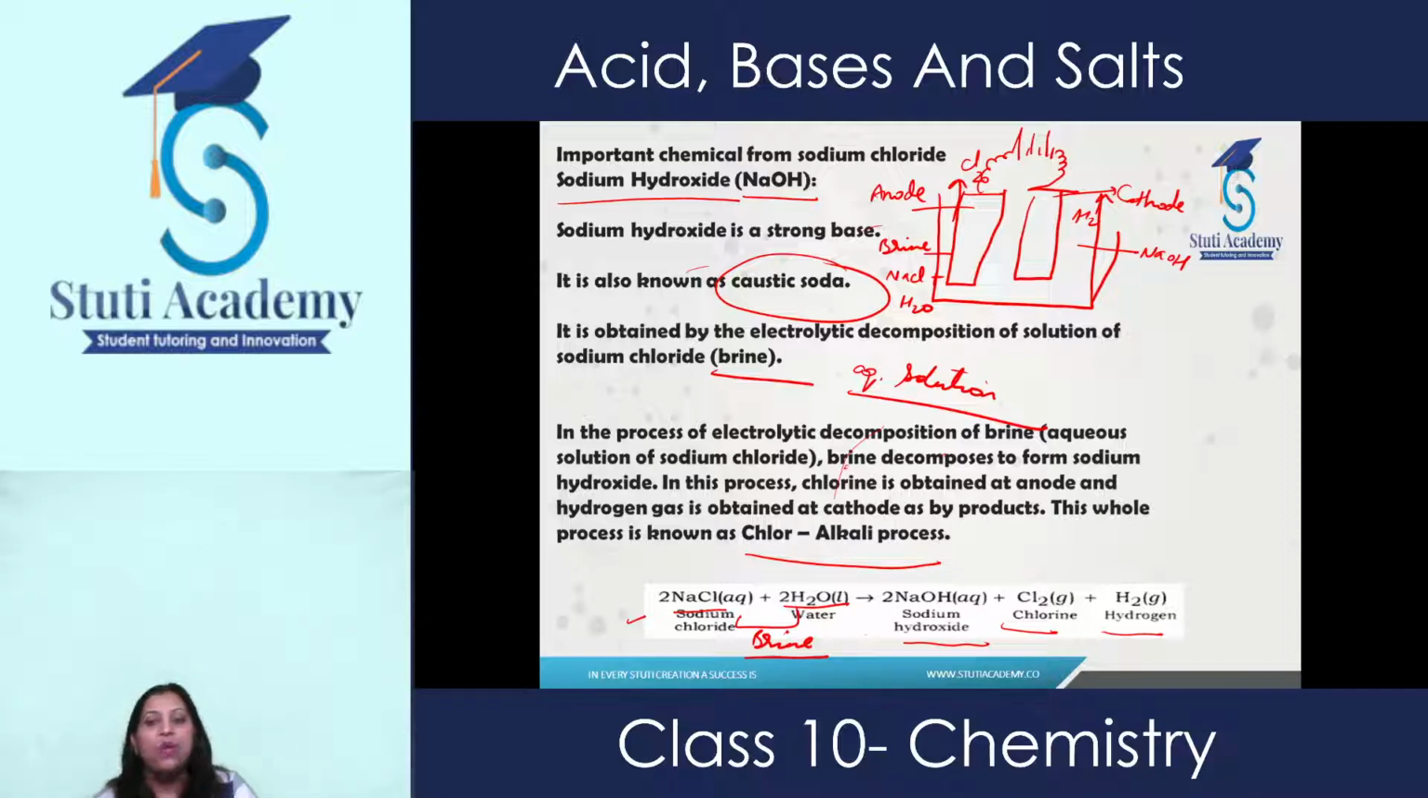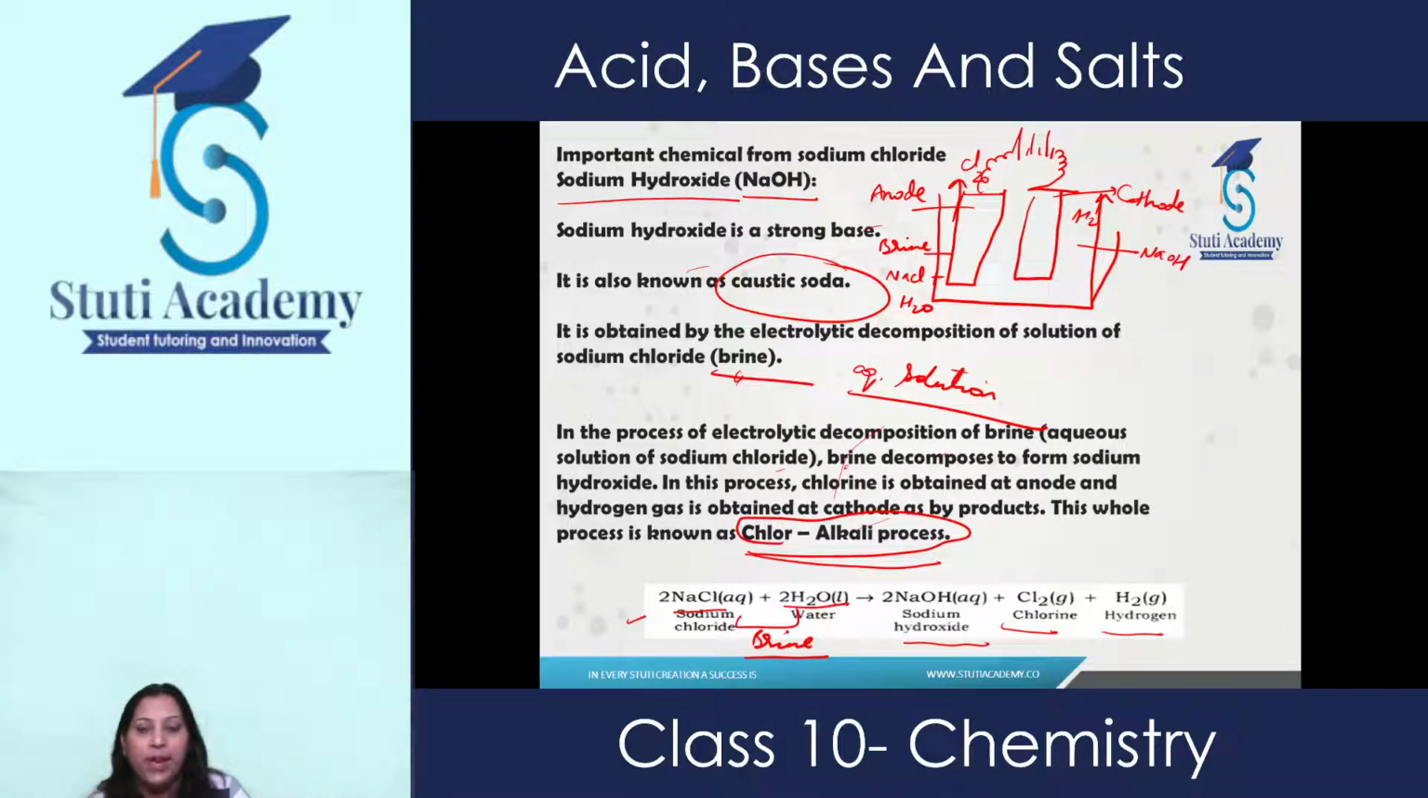So this is how sodium hydroxide is prepared, and many questions can come in the exam on the basis of this topic. Like, which gas is evolved at the anode during the preparation of sodium hydroxide? The answer is chlorine. And which gas is evolved at the cathode during preparation of caustic soda? The answer is hydrogen gas. And name the process involved in the preparation of sodium hydroxide. The answer is chlor-alkali. So these are very important questions.